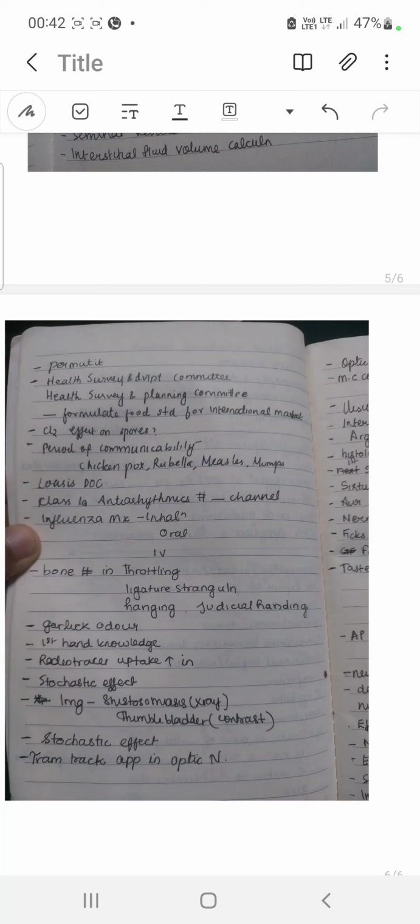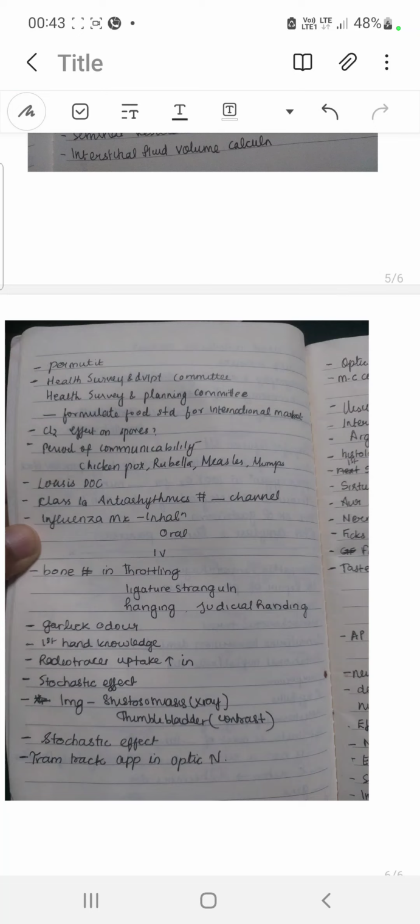Loiasis drug of choice is DEC, diethylcarbamazine. So that is same like filaria, that is also DEC. Class 1A antiarrhythmic is blocking both sodium and potassium channel. Influenza management: inhalation is zanamivir. Oral is oseltamivir, O for O.